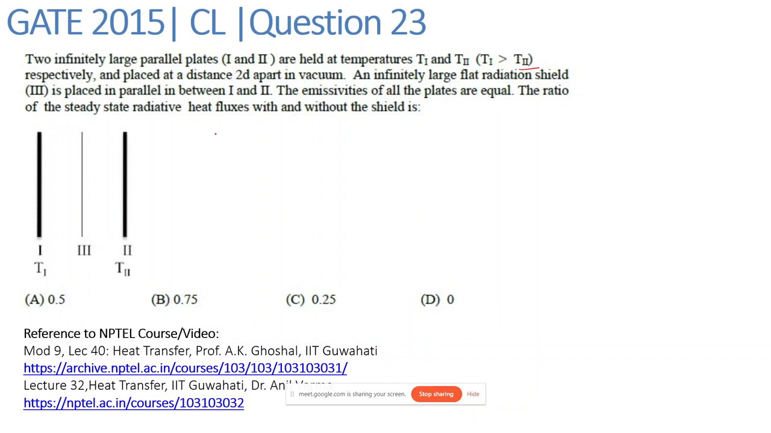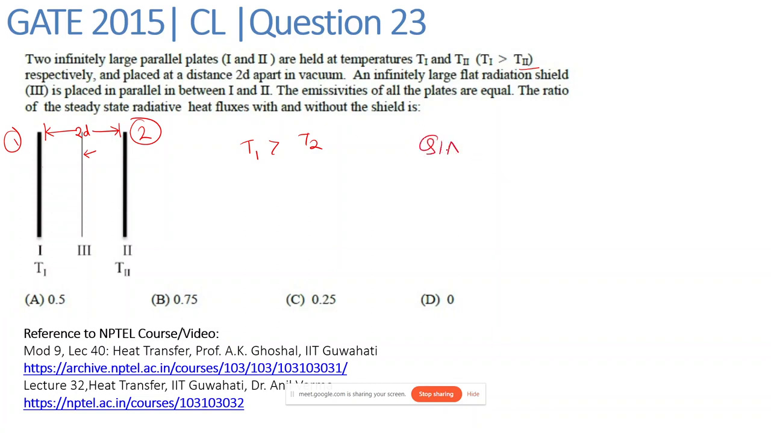So here we have been given two infinitely large parallel plates, 1 and 2, with the temperature relation T1 greater than T2, placed at a distance of 2D in vacuum. Between these two plates we are inserting a radiation shield. The purpose of this radiation shield is to decrease the radiation heat transfer between the two large parallel plates 1 and 2. In the question we have been asked to find the ratio of steady state radiative heat flux with and without shield.